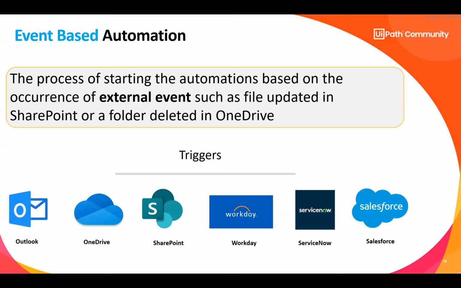new email arrives in Outlook, or when a file is updated in OneDrive, or when a folder is deleted in SharePoint, or when an invoice is created in Workday, or when a ticket is created in ServiceNow, or something happens in Salesforce. So based upon these actions, we can run the event-based automation.